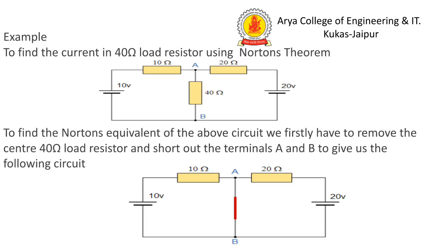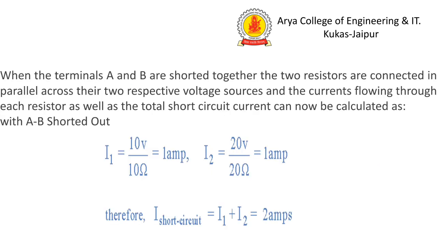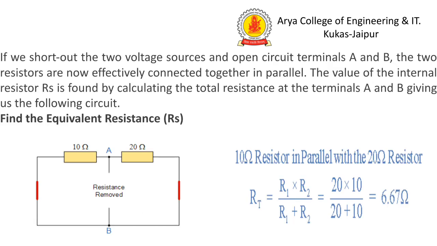This is an example finding the current in the 40 ohm resistance using Norton's theorem. First, we short circuit terminals A and B and solve the equations. Find the current by applying Ohm's law. I1 equals I2 equals 1 ampere. Then the short circuit current Isc equals 2 ampere.